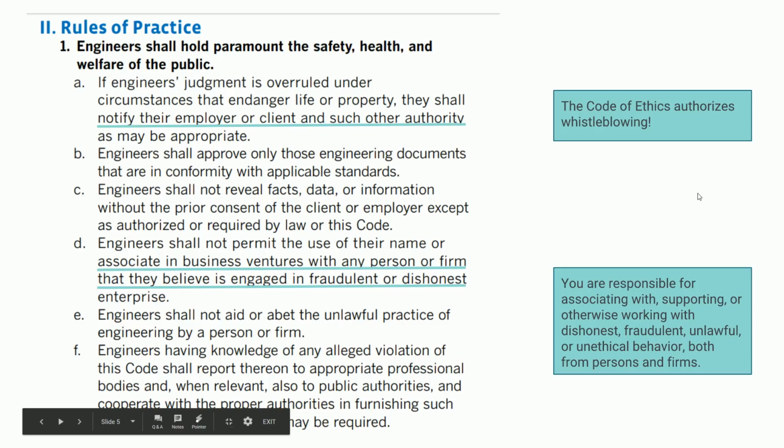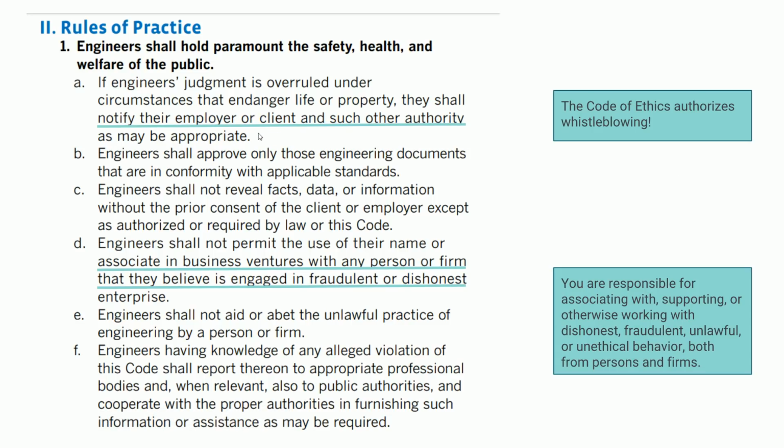And then there are some explanations of exactly what that means. That includes things like notifying the employer or client or other such parties as may be appropriate in situations where circumstances endanger life or property. Right? There's an obligation to notify authorities as appropriate. This might, in fact, require whistleblowing. This is encoded in the NSPE Code of Ethics.